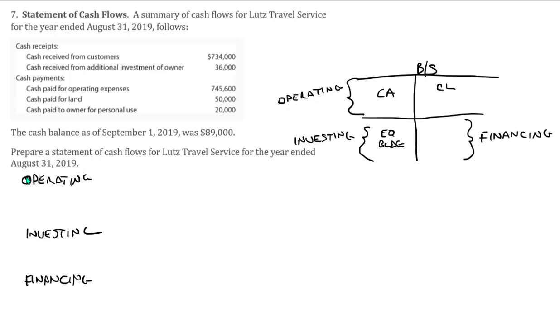So if an owner puts more money into a business, that's a financing cash flow. And we're just looking at cash here. So let's say this is financing here. Okay, so what do they tell us? They tell us that we received cash from customers, $734,000. So cash received from customers is 734,000.